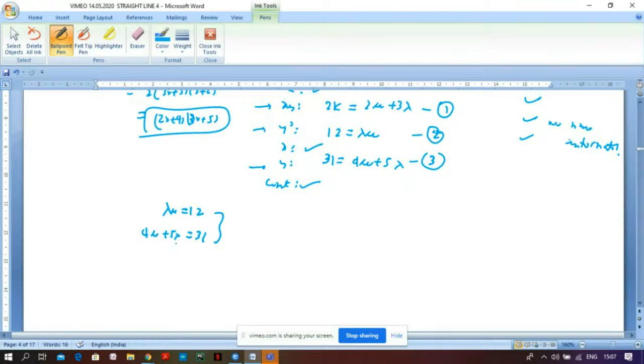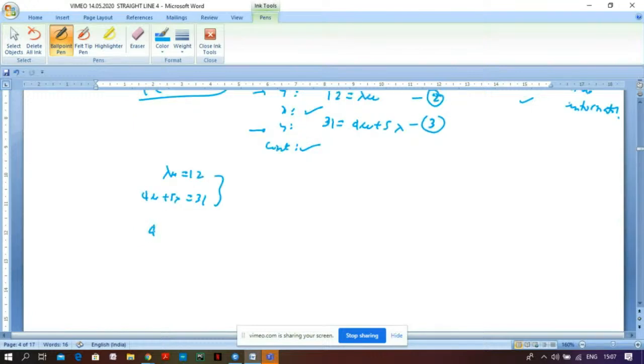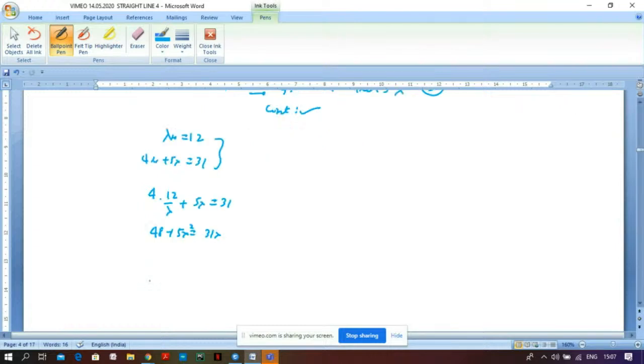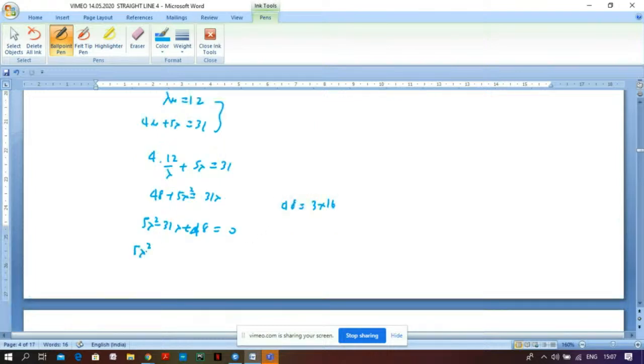Let's eliminate one of them. Let's eliminate mu. So 4 times 12 over lambda plus 5 lambda is 31. I multiply throughout by lambda: 48 plus 5 lambda squared is 31 lambda, which rewrites as 5 lambda squared minus 31 lambda plus 48 equals 0. That's equation 1. And I can factorize 48. 48 is 3 times 16, and if I write 16 and 15, then it is done. So 5 lambda squared minus 15 lambda minus 16 lambda plus 48 equals 0.